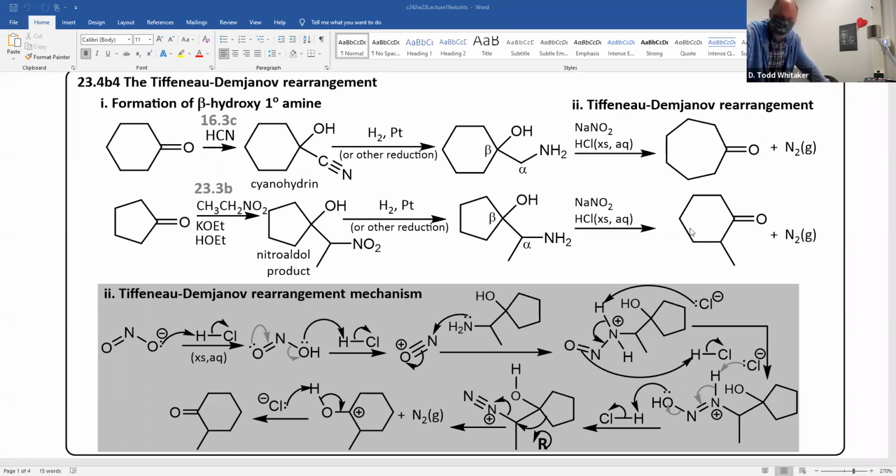And then the Tiffeneau-Demjanov. How does Tiffeneau-Demjanov work? Well, I'm not even going to talk about going all the way to here because that's what we just did. Making the diazonium, we will do it again. No, we won't. We're going to see activity 1. So we're going to draw this intermediate and say see activity 1.